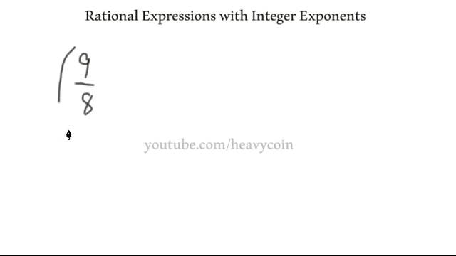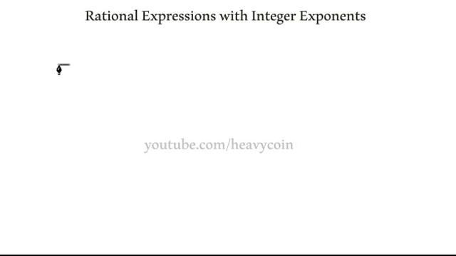What happens if we had 9 over 8 and it was all raised to the 0 power? Well, remember, everything raised to the 0 power is going to be 1. So there you go. That was a little review there, a little refresher.